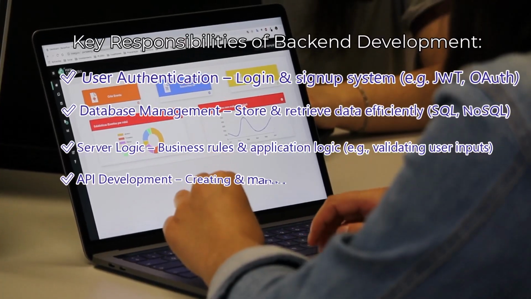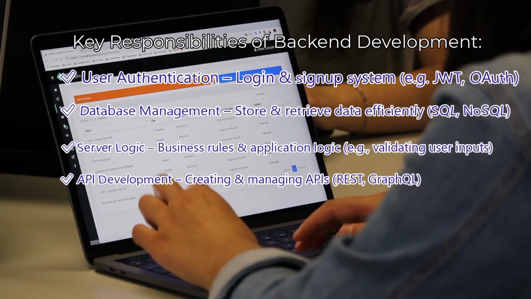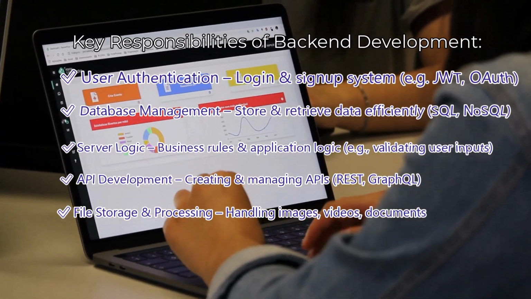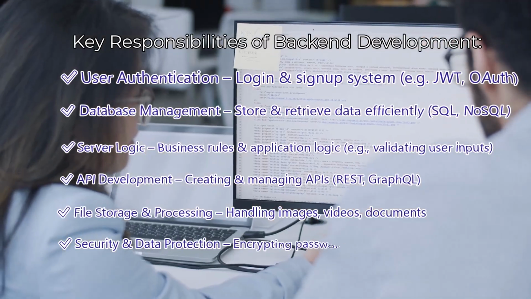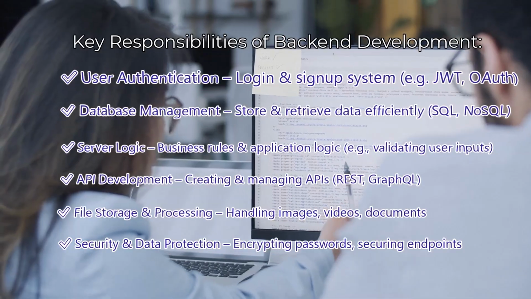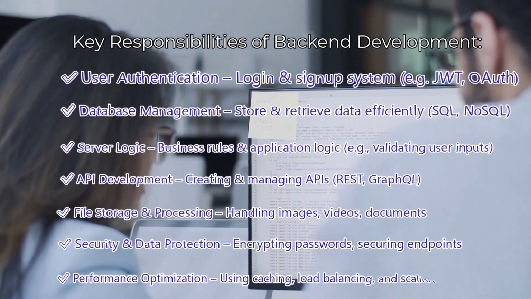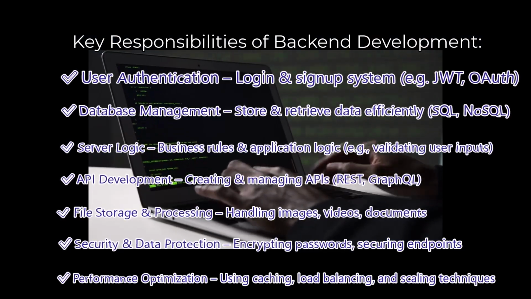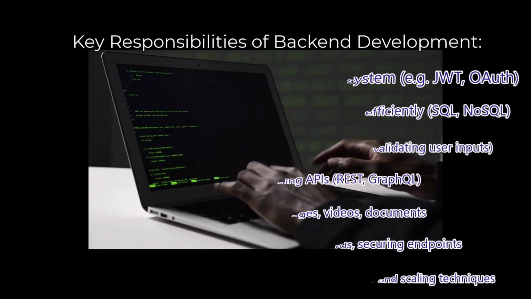API development, creating and managing REST or GraphQL APIs for front-end applications. File storage and processing, handling images, videos, and documents securely. Security and data protection, encrypting passwords, securing endpoints, and preventing attacks. Performance optimization, using caching, load balancing, and scaling techniques to improve speed and reliability. All these elements work together to build a powerful and secure backend system.